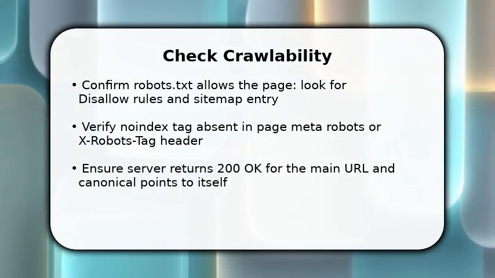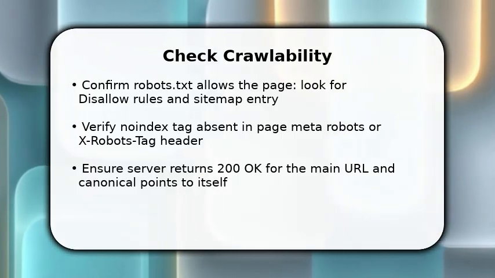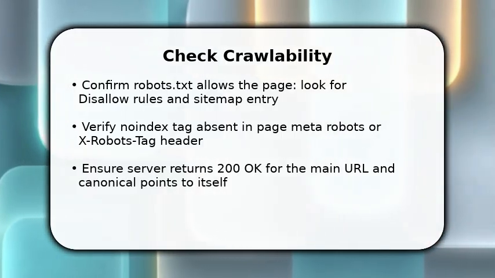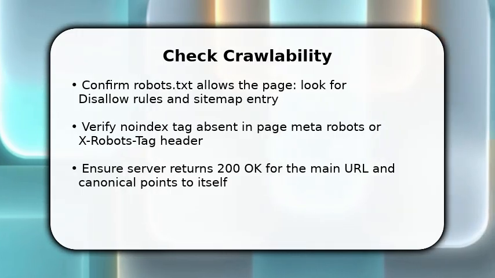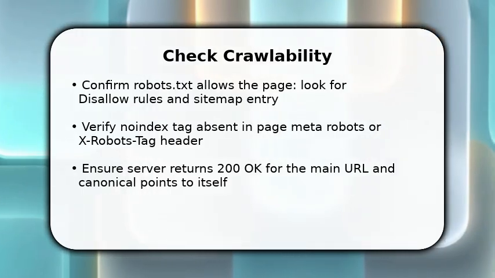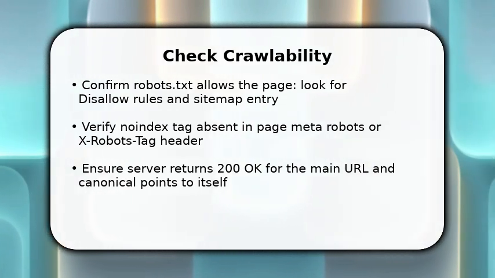Next, open robots.txt and remove or adjust any disallow lines blocking the path, and make sure your sitemap lists the URL. Once done, check the page HTML for a noindex meta tag or X-Robots-Tag header, and remove it so crawlers can index the content.